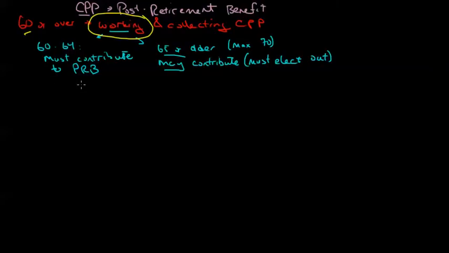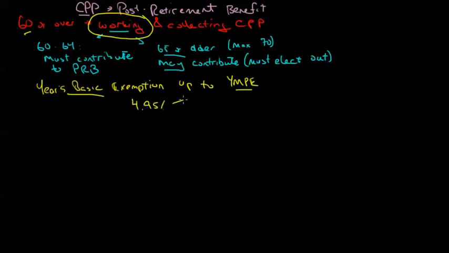So now what happens is you do contribute to CPP at the normal rate. So between the year's basic exemption up to the year's maximum pensionable earnings, which we've seen in a couple of earlier videos, you're contributing at the normal 4.95% rate, and you're having both the employee and employer contribute again. So everybody's contributing. And what do you get in exchange for this?